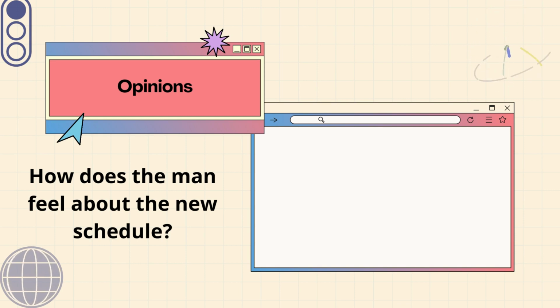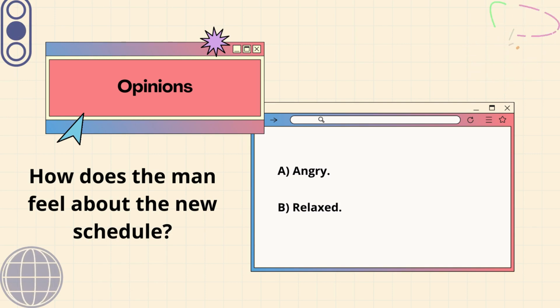How does the man feel about the new schedule? Angry or relaxed? These examples include easy vocabulary, but it is your responsibility to increase your vocabulary in this field.